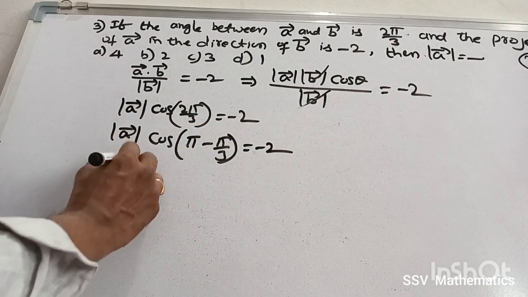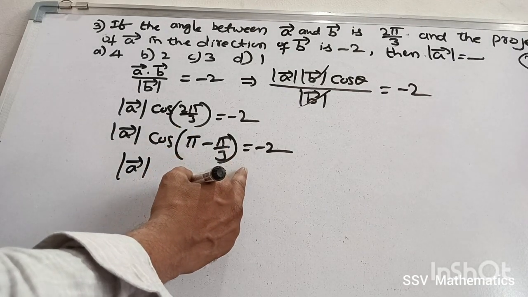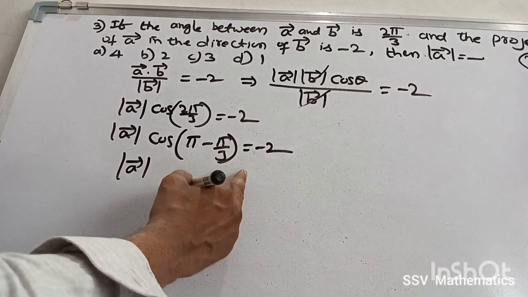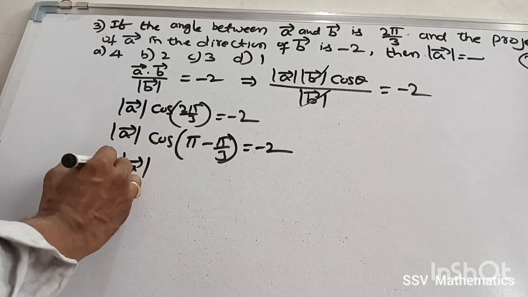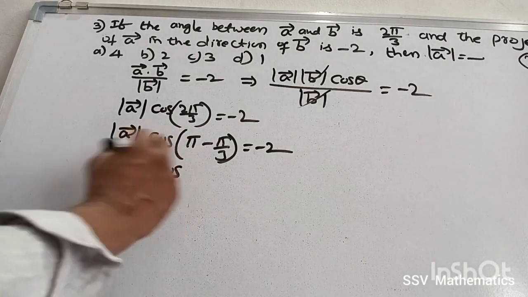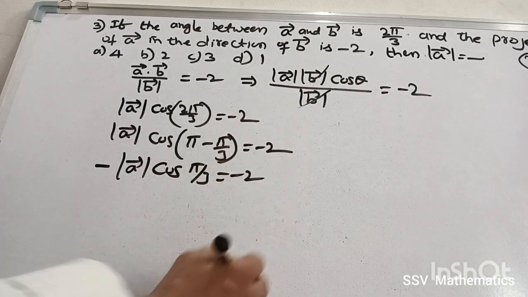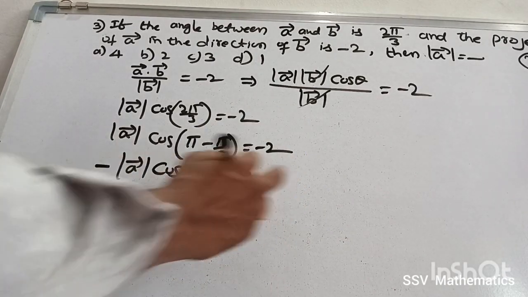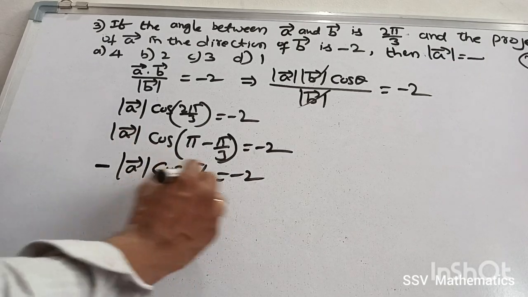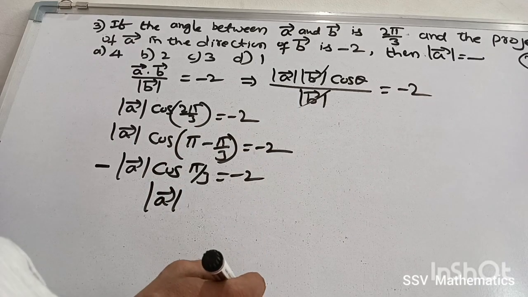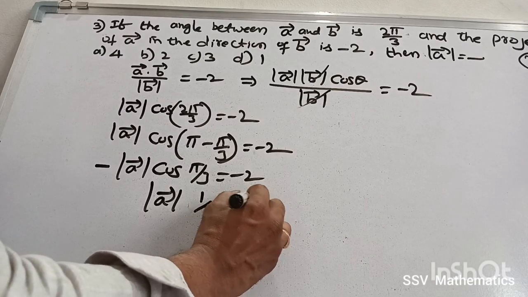So magnitude of A into cos of 180 minus theta. 180 minus theta lies in the second quadrant. In the second quadrant cos is negative, so minus cos theta, where theta is pi by 3. Minus cos of pi by 3 is equal to -2. So both side minus gets cancelled. So magnitude of A into cos pi by 3 is 1 by 2, so 1 by 2 is equal to 2.